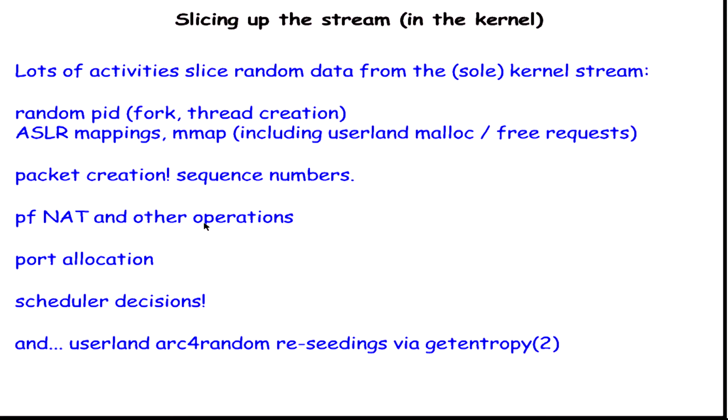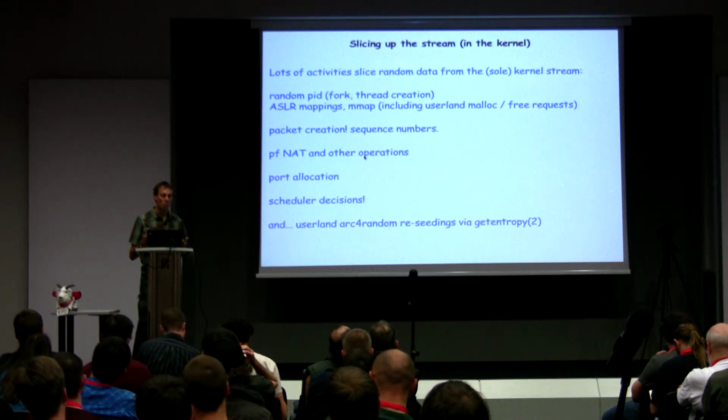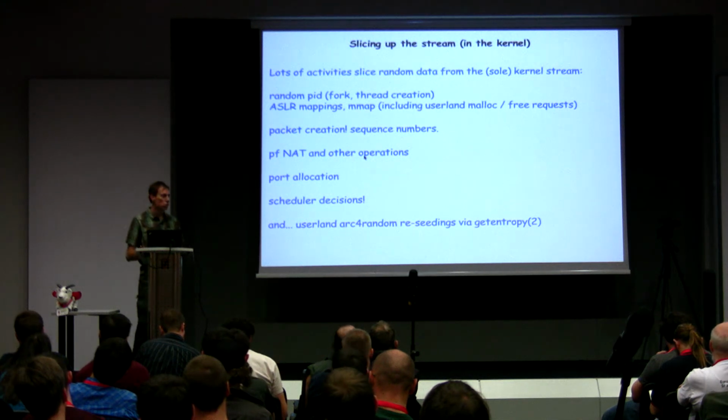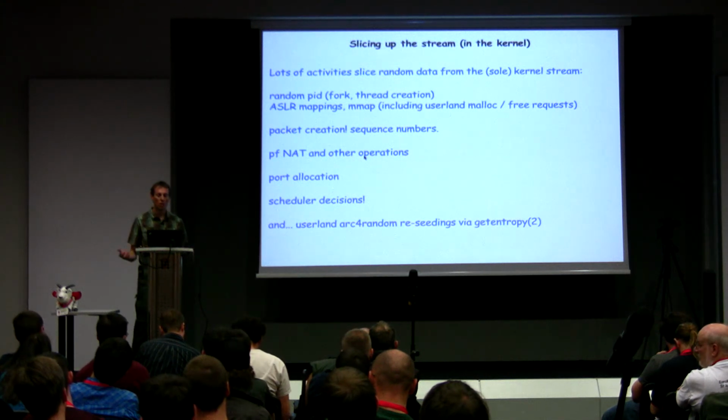We've got packet creation. So you flow a packet through and an IP ID is put on the packet. So that's just a very small number, but it's perturbing the stream. And pf NAT is also making decisions to pick port numbers and such like that. We have standard port allocation for applications to grab the port number, like for a socket, for a bind. And the scheduler is making decisions which do have some randomness incorporated into them.